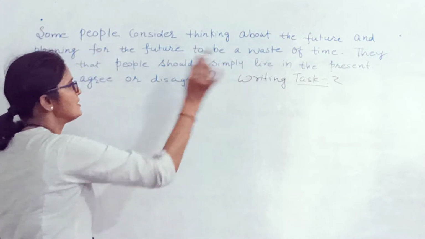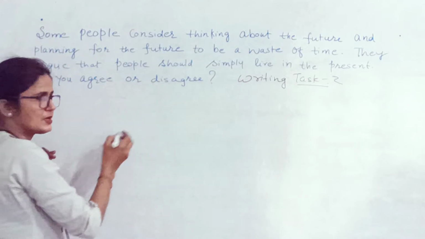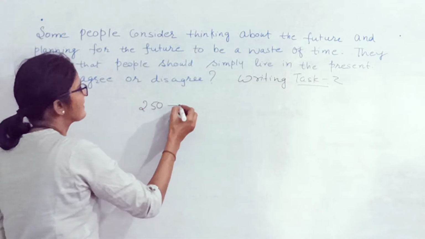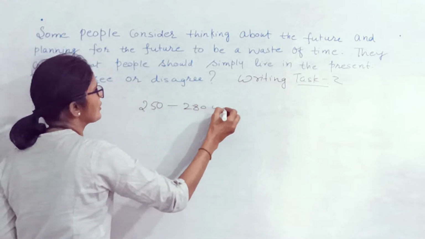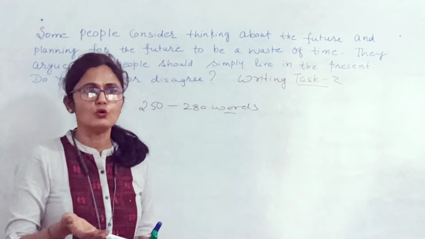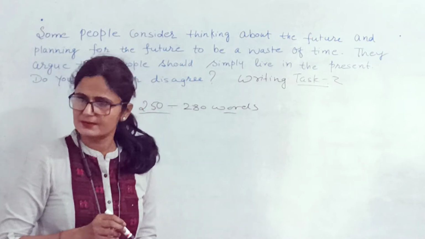In IELTS Writing Task 2, you need to finish your essay writing from minimum 250 to maximum 280 words. But it doesn't mean that you cannot go beyond 280 words. You can go, but less than 250 words would be penalized.